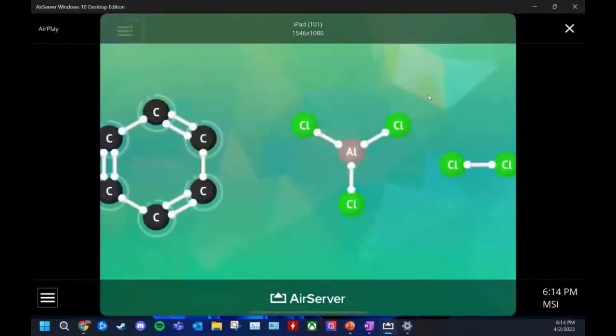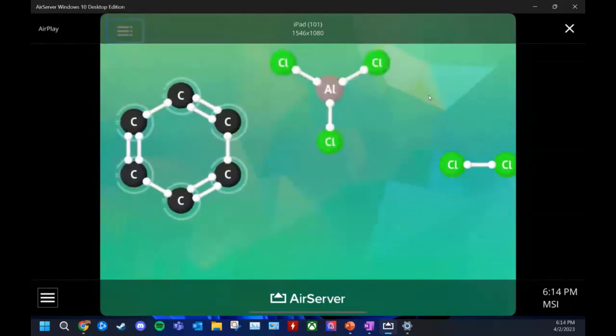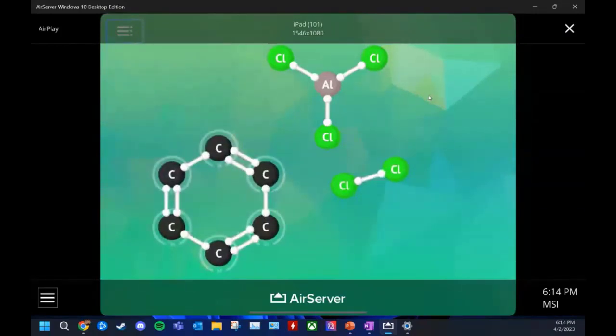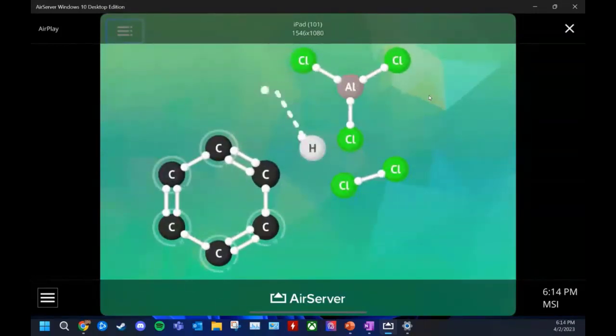But here, let's go over one of them, right? So we have this benzene ring. You have AlCl3, AlCl2, right? So basically how this works, you can move these electrons around, and it'll tell you if it's wrong or not.